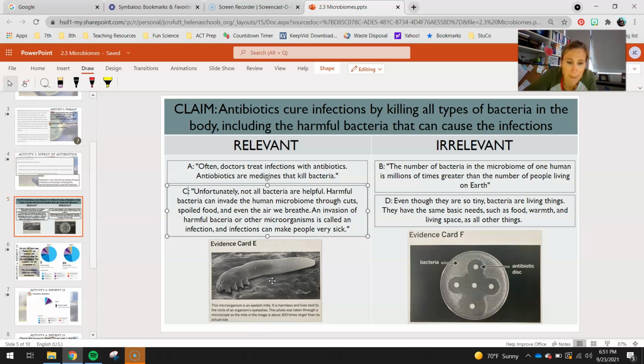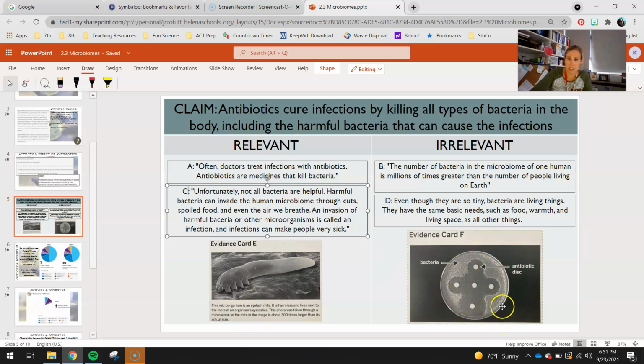The little caption under that picture says, this microorganism is an eyelash mite. It is harmless and lives next to the roots of the organism's eyelashes. This photo was taken through a microscope, so the mite in the image is about 300 times larger than its actual size. And then finally, evidence card F.